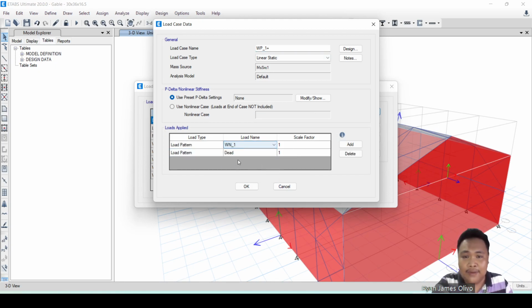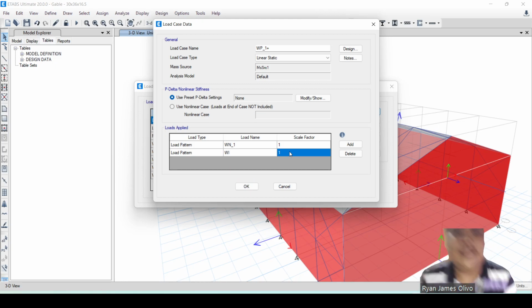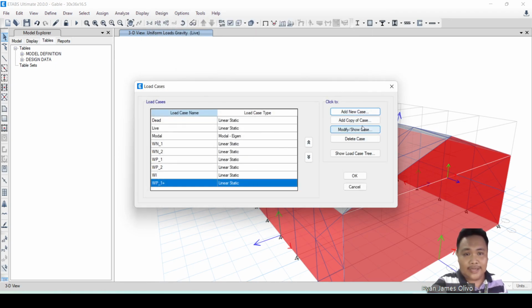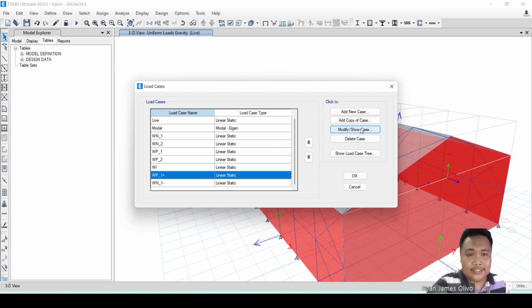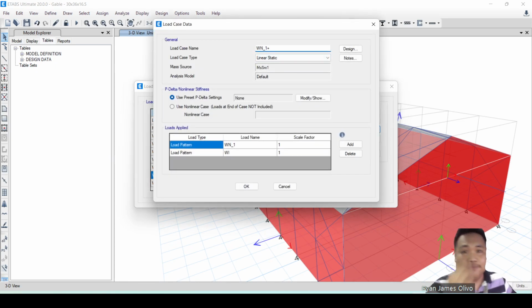So we add the WN1 and the WI. So our WI here is the internal, and since it is positive, our scale factor is positive. So let's try, it's okay. Then we name it WN underscore 1. Then add new case, so add copy of case. So WN1 negative. And we just change it to negative. Sorry, it's WN1 negative, no? So be careful guys. You check, WN1, so that is negative. WN1, okay. So I'll try to change this one, modify. Since the load name is WN1, since it is positive, our internal pressure is 1.